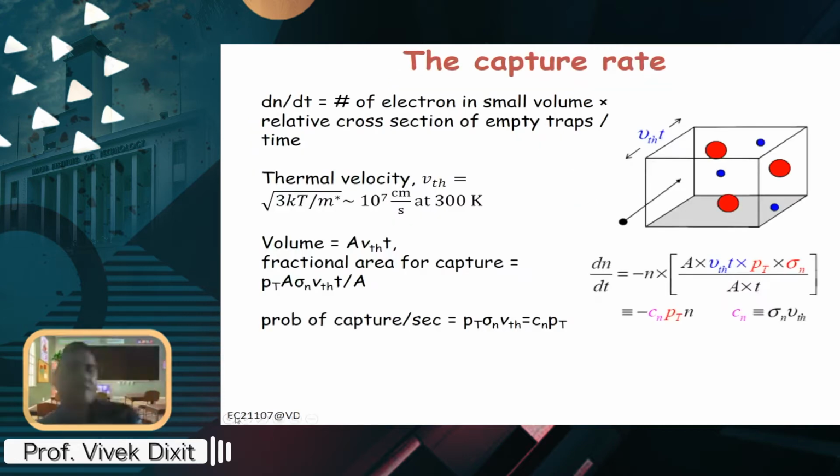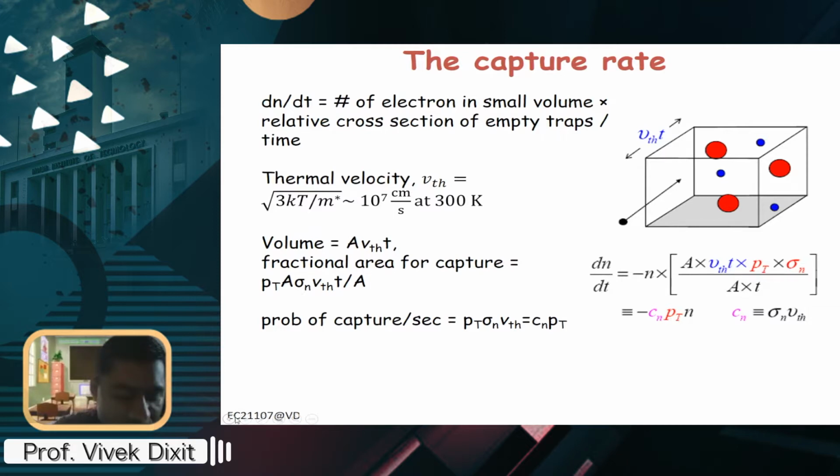Okay. Now, how does the capture actually take place? You don't have to remember all this. It is just a derivation to help you visualize the picture, but the final result will be important for this course. This is just to understand the mechanism behind recombination, trap assisted recombination, right?